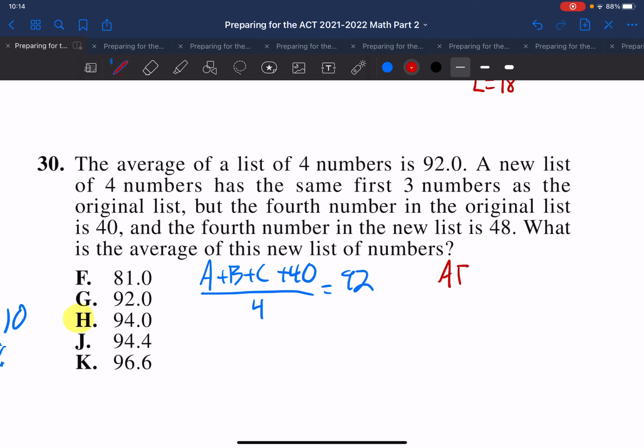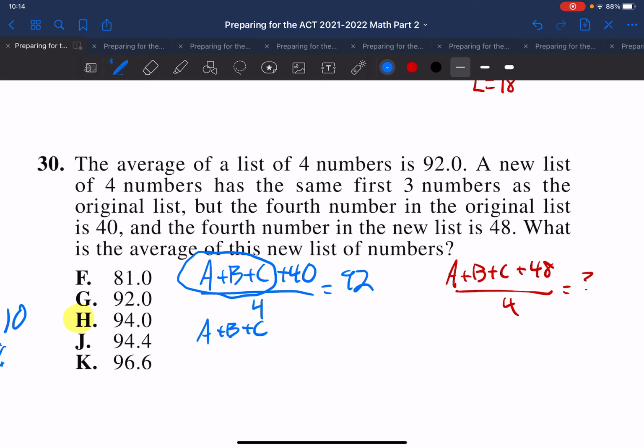Now the question is A plus B plus C. Those are our unknown numbers that the problem isn't telling us. Plus 48. We divide that by 4. We're going to get question mark. Now what we can do is we say we don't know the numbers individually, but we can treat them as a group. And we can solve to get this by itself. So if I multiply the 4 over, 92 times 4 is 368. So that's what these 4 numbers add up to.